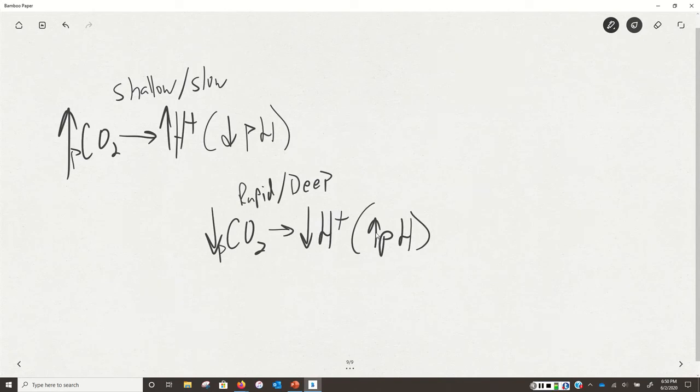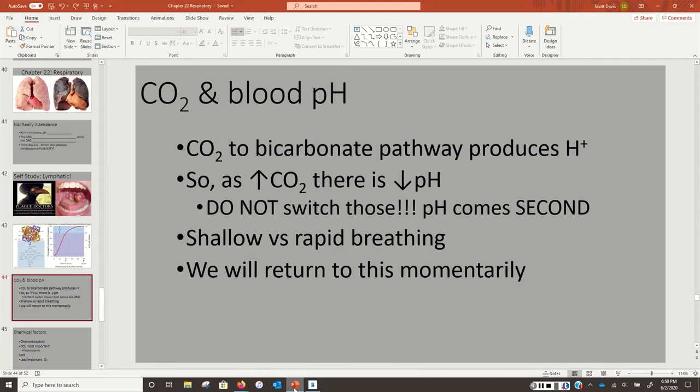When either our CO2 levels are too high or too low, or when our pH levels are too high or too low, that is what determines if we need to speed up or slow down our breathing. And based on whether we speed up or slow down our breathing, now we can see how does that breathing affect our CO2? How does that breathing affect our pH? So we're going to come back to this again in just a moment.